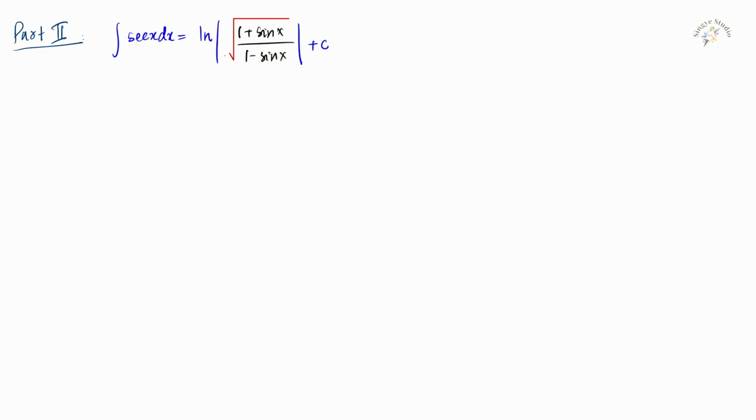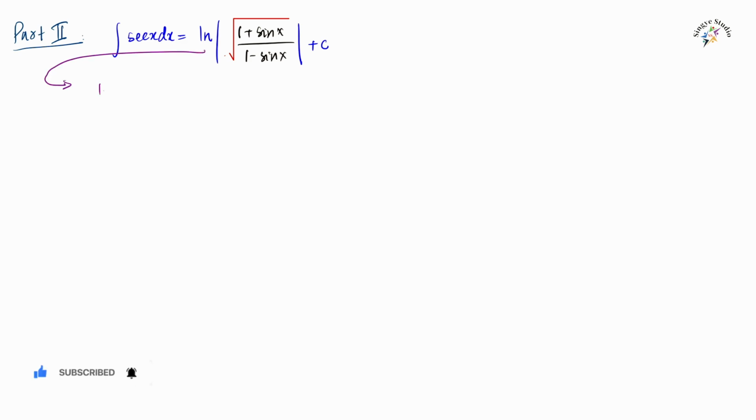Welcome to part 2. In the previous video, we used substitution to derive this result, that is, the indefinite integral of sec x dx equals ln of the square root of (1 plus sin x) divided by (1 minus sin x), plus c. In this video, we are going to derive some more results by modifying this result.